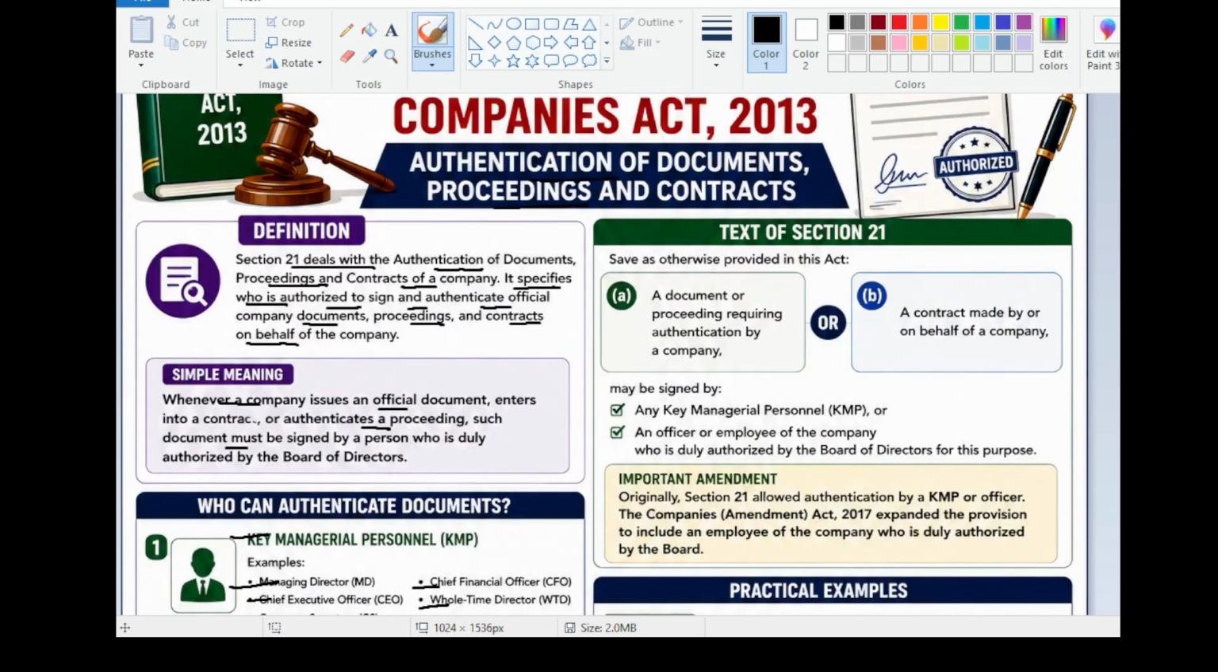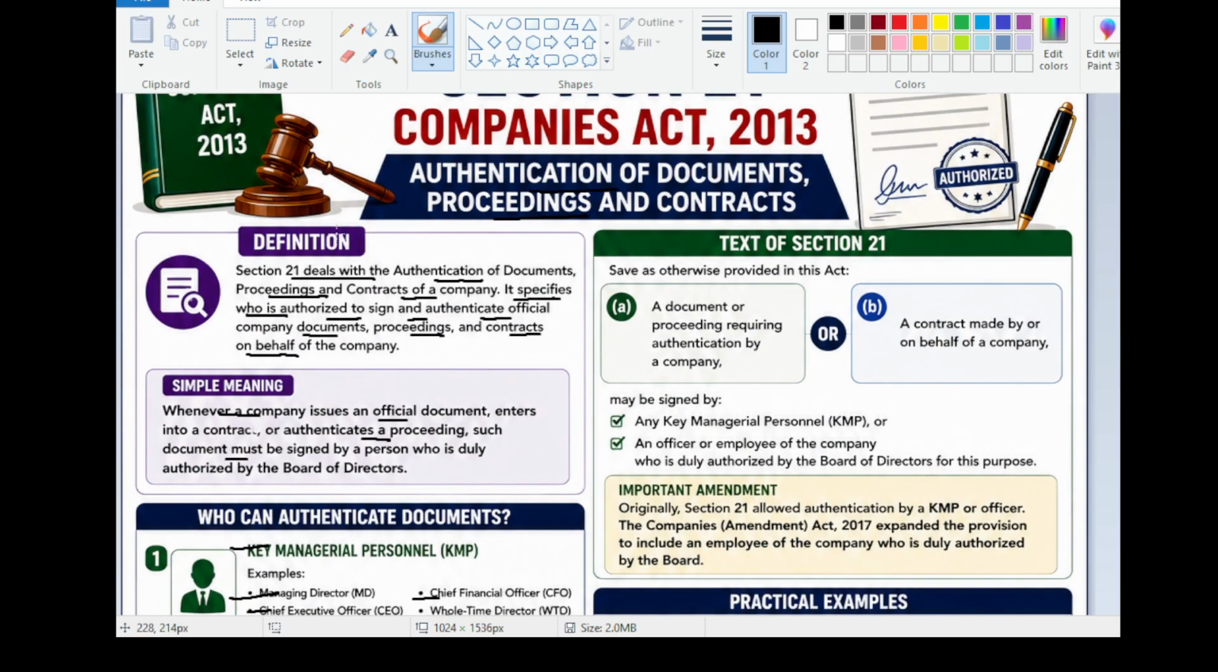After that, the text of Section 21: save as otherwise provided in this Act, a document or proceeding requiring authentication by a company, or a contract made by or on behalf of the company, may be signed by a key managerial person, or an officer or employee of the company who is duly authorized by the board of directors for this purpose. Important amendment: originally, Section 21 allowed authentication by the KMP or officer.